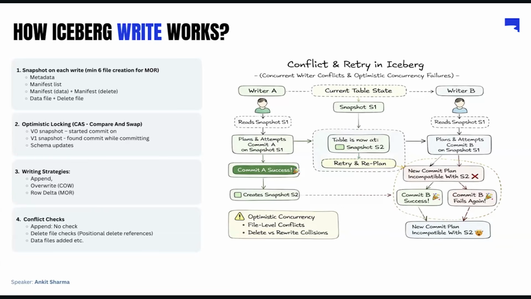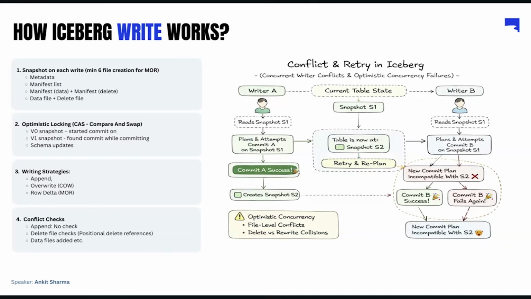The third one: let's discuss the writing strategies. As I mentioned, there are four. The first one is append only. In append only mode, let's say you have a backfill, a historical load of petabytes of data. You can take a snapshot. You don't need to take care of upsert or of the change stream. You can directly append the data files there, and you don't have to add any delete file. Also, in append, no conflict checks are required.